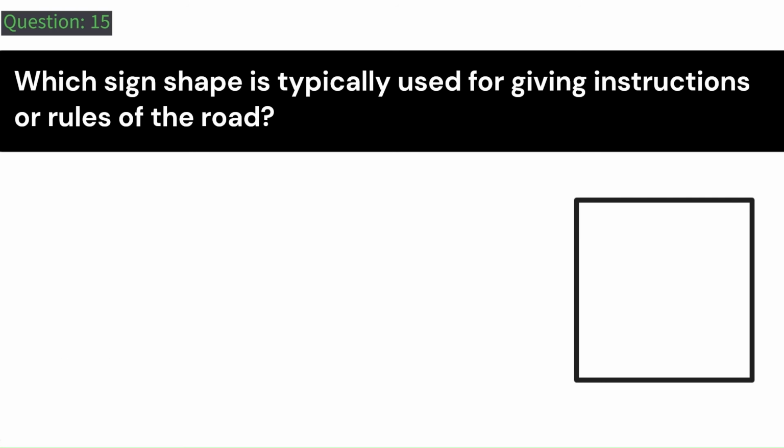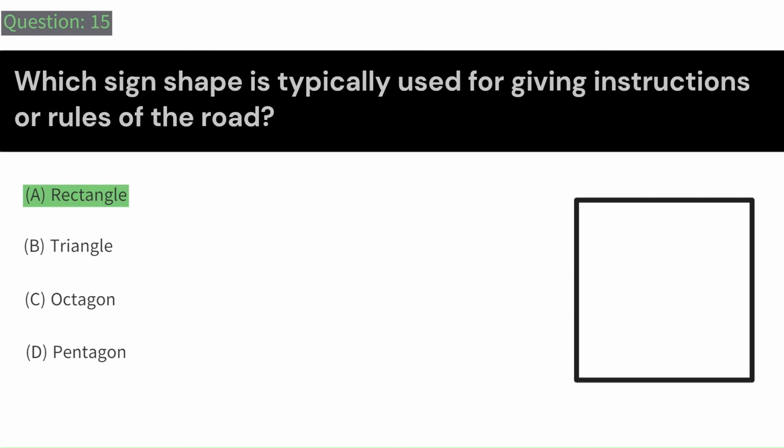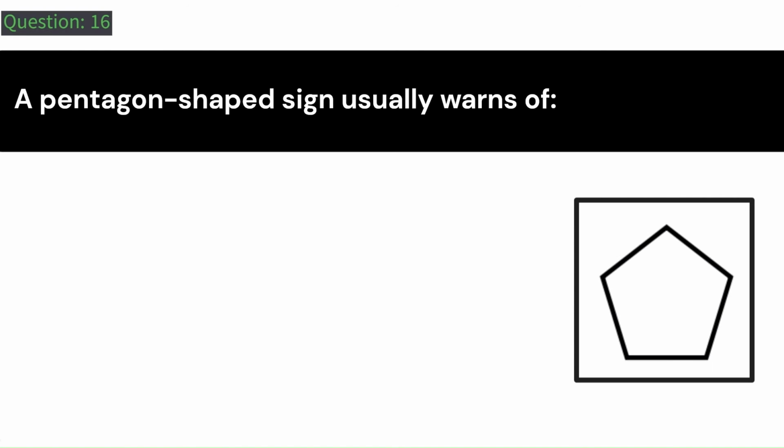Which sign shape is typically used for giving instructions or rules of the road? A. Rectangle. B. Triangle. C. Octagon. D. Pentagon. Answer: A. Rectangle. A pentagon-shaped sign usually warns of: A.